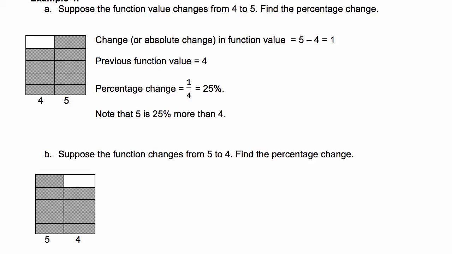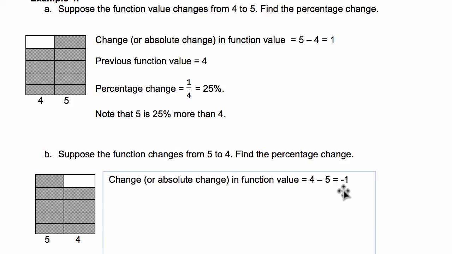Part B. Suppose the function changes from 5 to 4. Find the percentage change. Notice this is similar to Part A, but instead of going from 4 to 5, we are going from 5 to 4. First, we will need to find the change or absolute change in function value. In Part A, we took 5 minus 4 and got 1. In Part B, we'll take 4 minus 5 to get negative 1. Note the negative sign here is used to represent the fact that we are decreasing in function value.